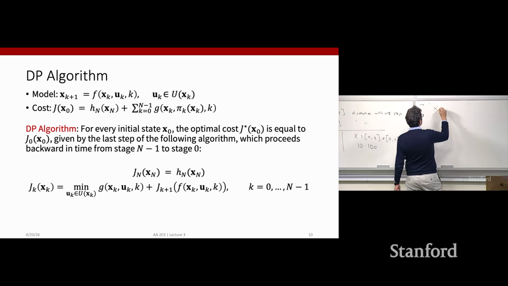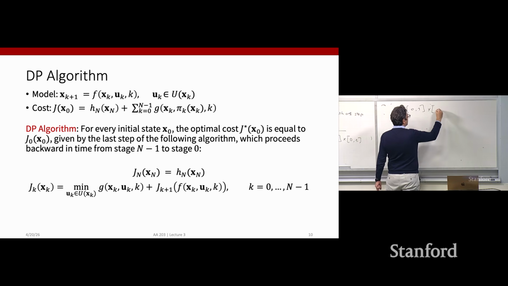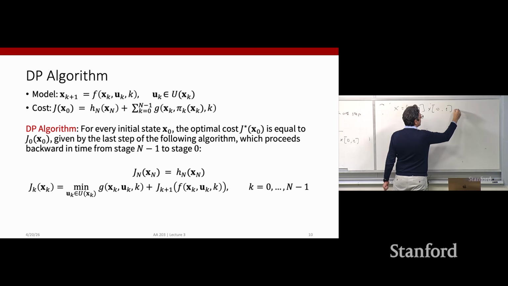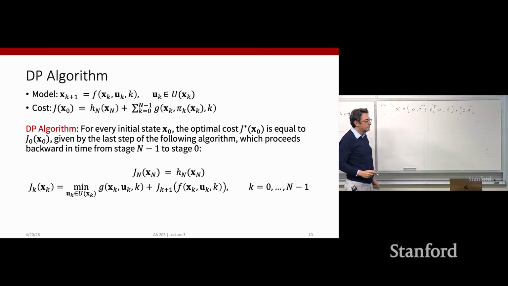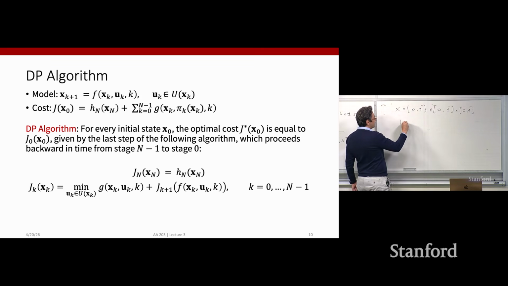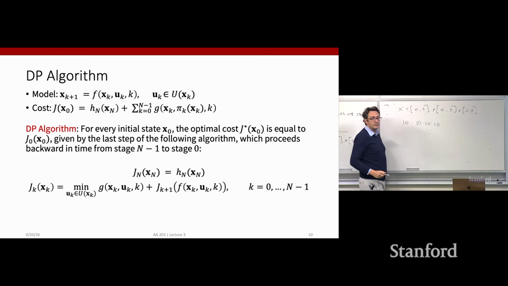So now x is in [0, 1] cross [0, 1] cross [0, 1]. So basically you are optimizing over three variables, x, y, and z. So now you have 10 time steps as before, but now you have 10 times 10 times 10. So basically your dynamic programming recursions scale with 10 to the power of d, where d is the dimension of your state. So you have an exponential scaling.